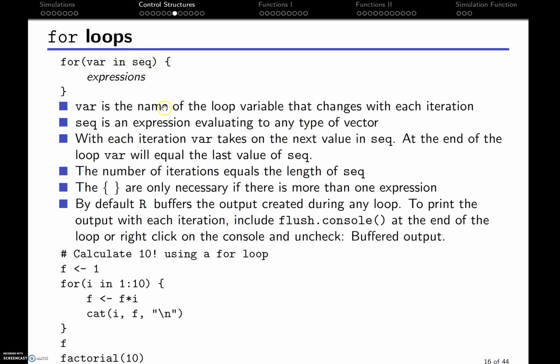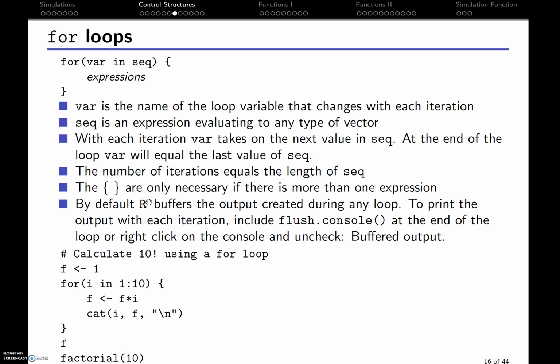It may be 1 to n, like we see down here, or it may be a vector of character values that it could go through. It could be a lot of different things. Then while we index through that sequence, we implement a set of expressions.